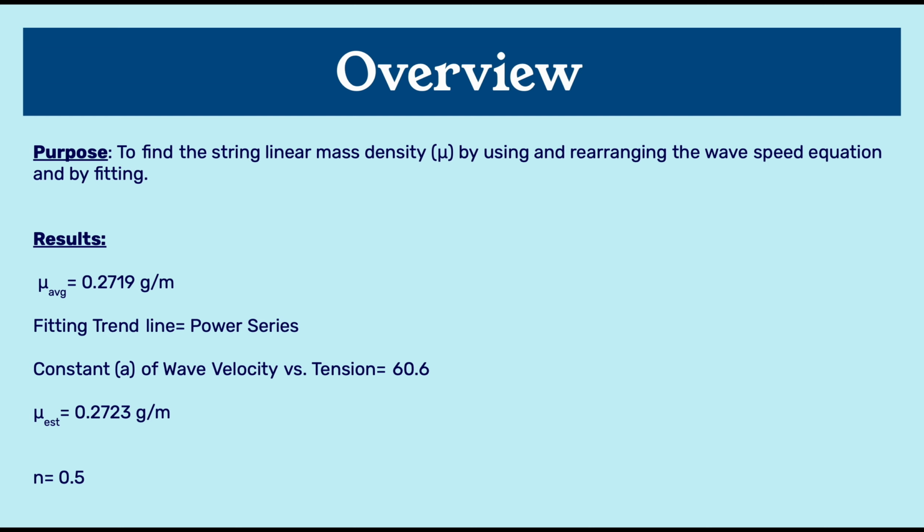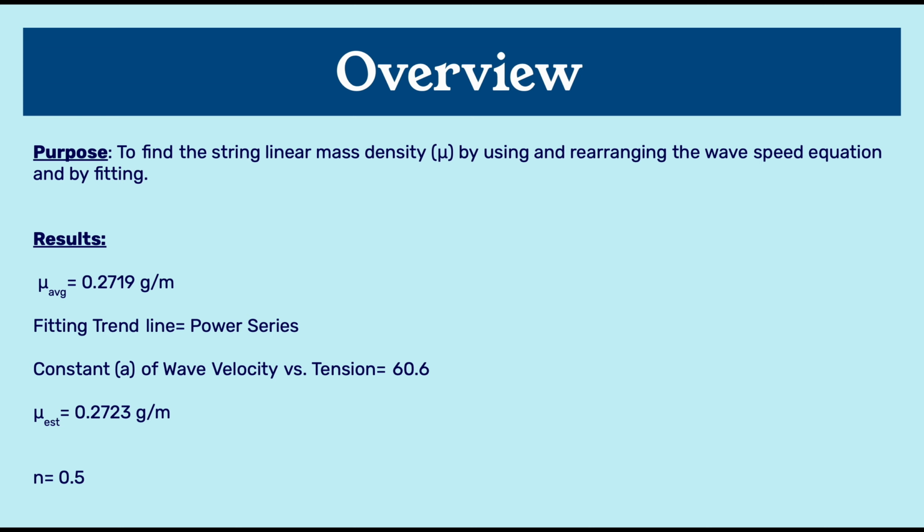For this experiment, we obtained two different values for the linear mass density. For the first half of the experiment, we got an average value of 0.2719 grams per meter. For the second half of the experiment, using a power series fitting graph, we got a linear mass density of 0.2723 grams per meter. Those values were very close to each other.